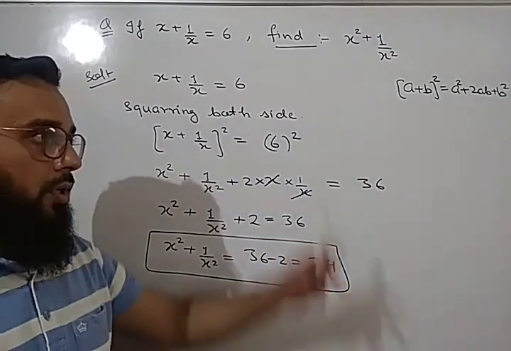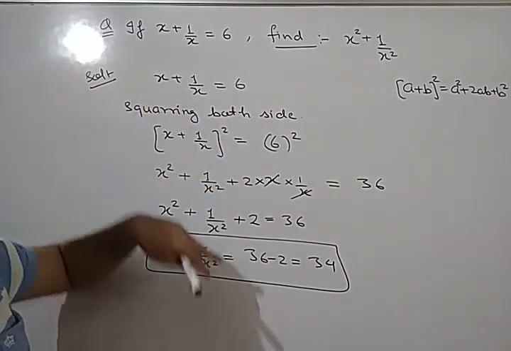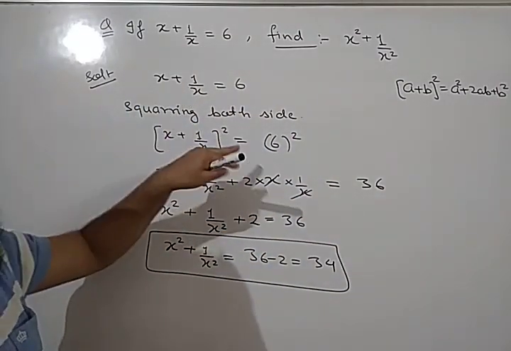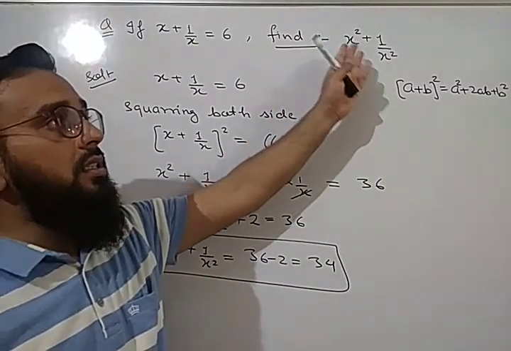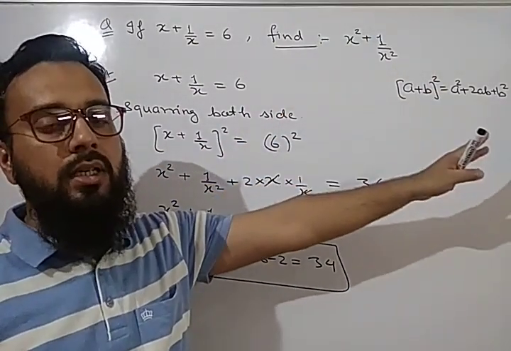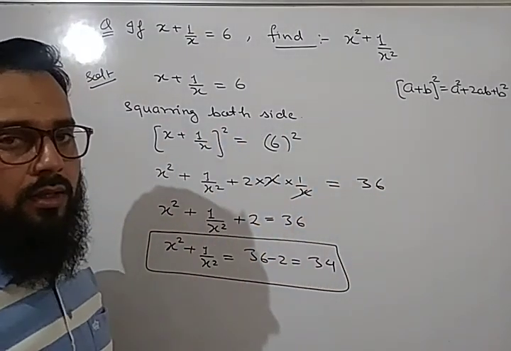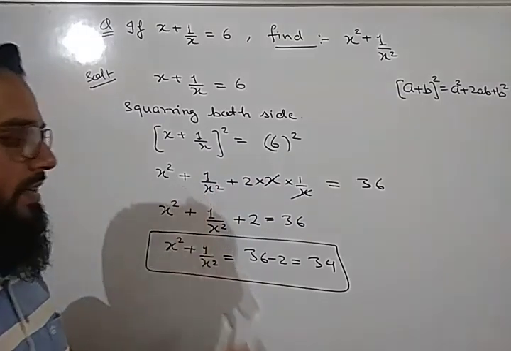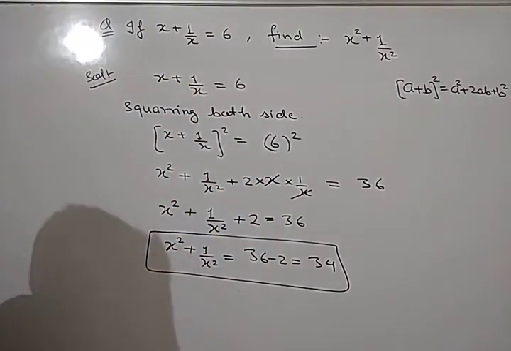So you should remember the identity and the concept of how to solve this type of question. Whenever x plus 1 upon x or x minus 1 upon x is given, and you are asked for x square plus 1 upon x square, then you simply have to square both sides. When you square both sides, you can get the answer very easily. So it is the first question. Note it down. It is a very simple question.